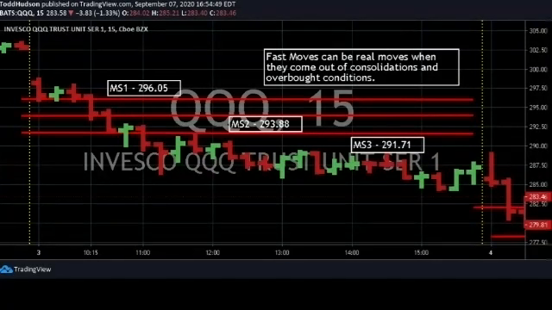The QQQ, I believe at the end of the day, had reached an MS5, I believe, and it closed below a 4. This would have been one of those days where it was pretty much down. I believe it was September 3rd that this actually happened.